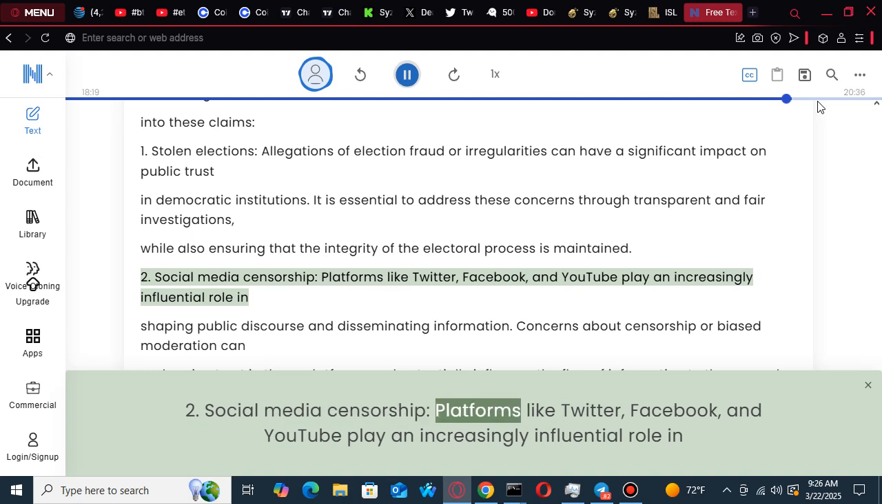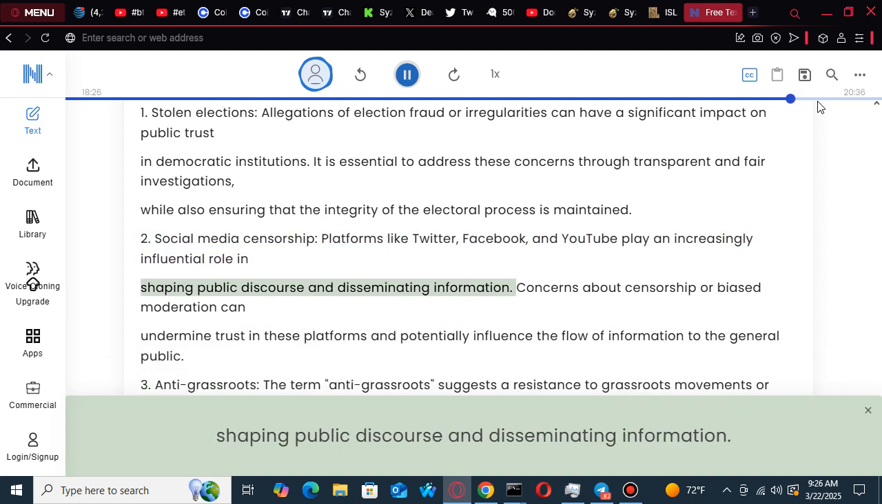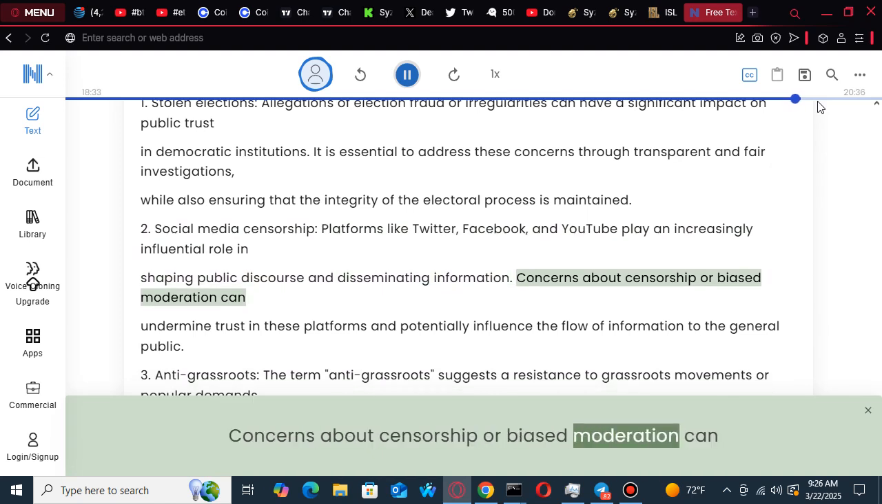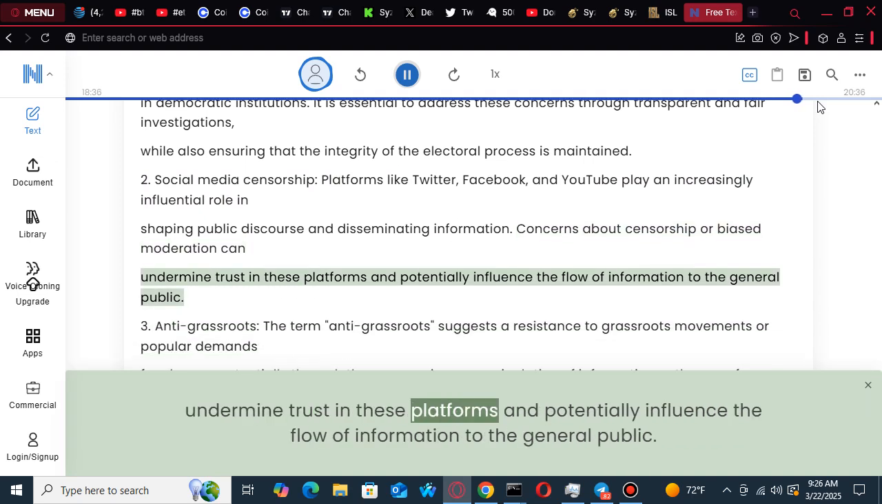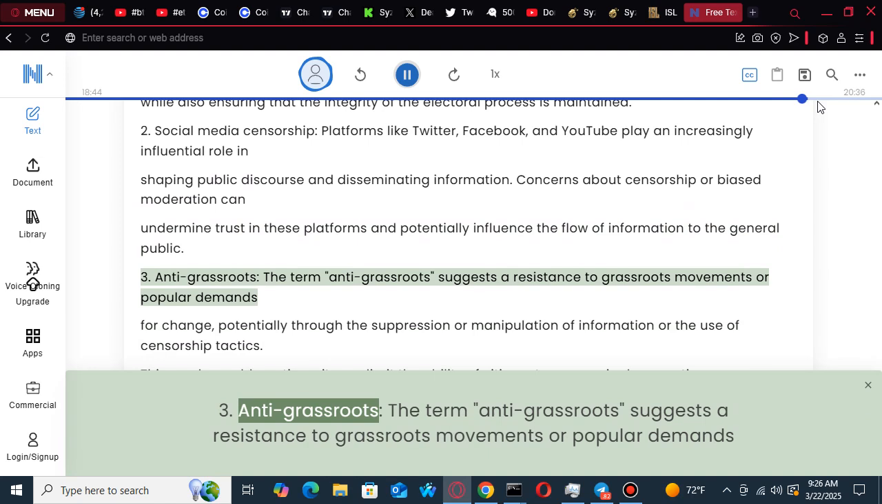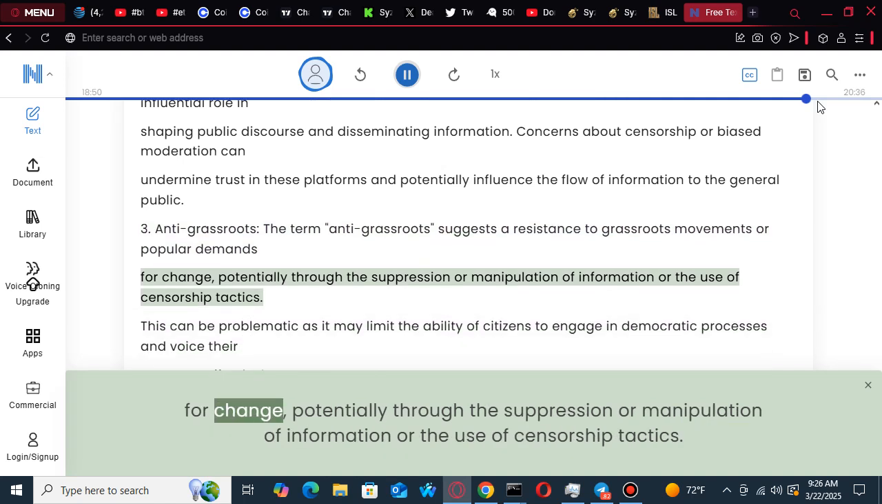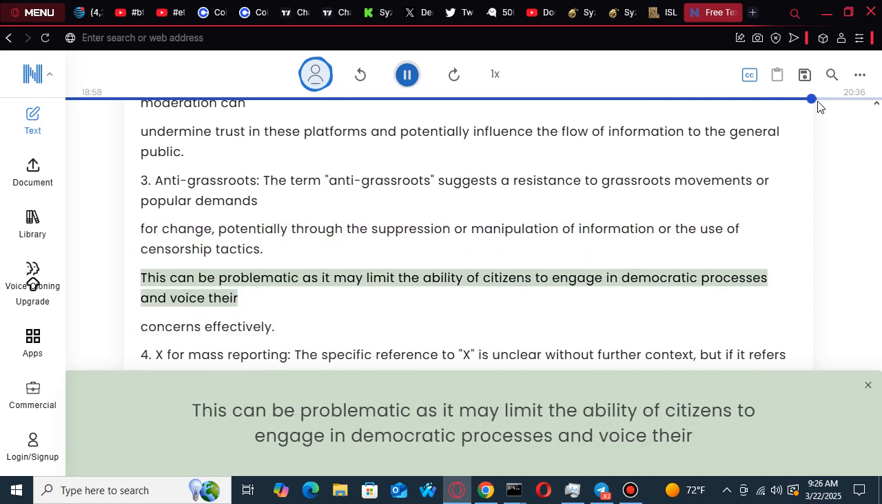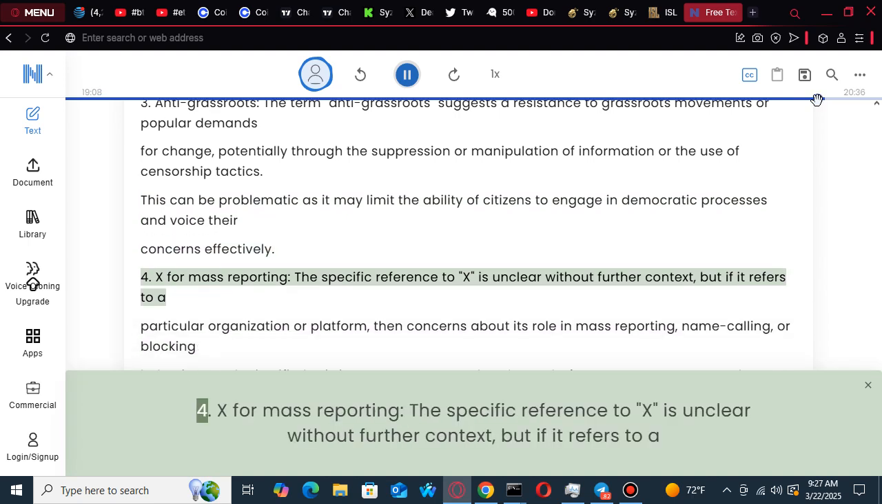Social media censorship. Platforms like Twitter, Facebook, and YouTube play an increasingly influential role in shaping public discourse and disseminating information. Concerns about censorship or biased moderation can undermine trust in these platforms and potentially influence the flow of information to the general public. 3. Anti-grassroots. The term anti-grassroots suggests a resistance to grassroots movements or popular demands for change, potentially through the suppression or manipulation of information or the use of censorship tactics. This can be problematic as it may limit the ability of citizens to engage in democratic processes and voice their concerns effectively. 4. X for mass reporting.